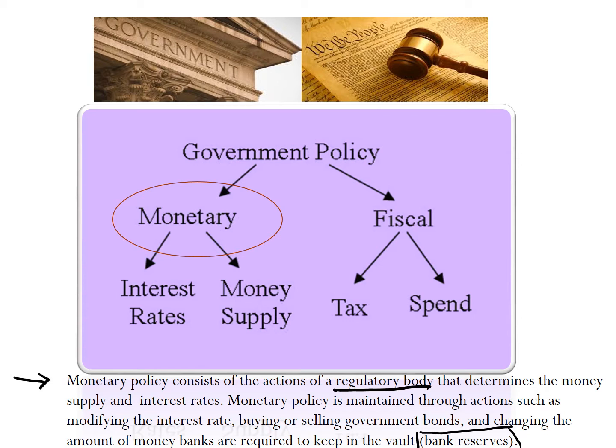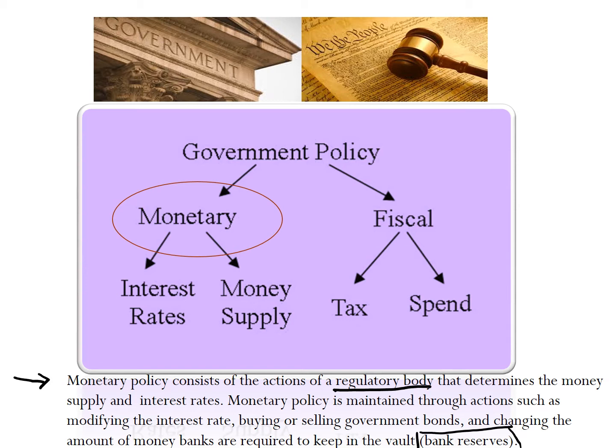So individuals, banks, financial institutions will buy government bonds and give money in exchange. So that will mop up money from the economy. If the government wants to speed up the economy, the government would buy its bonds back. So give individuals cash and buy those instruments back. Or we could change the amount of money banks are required to keep in the vault.